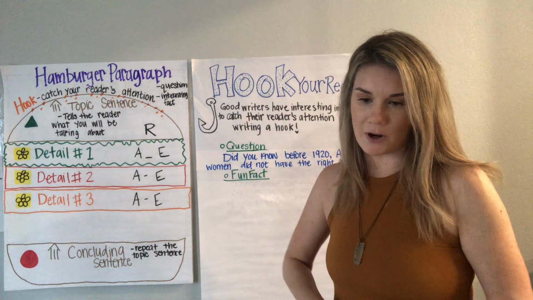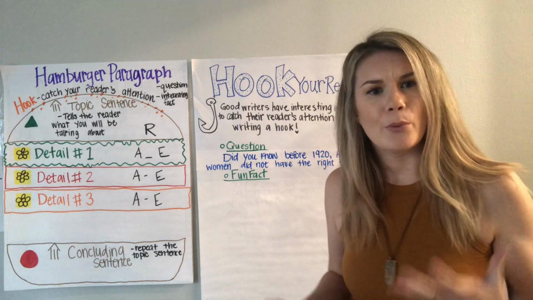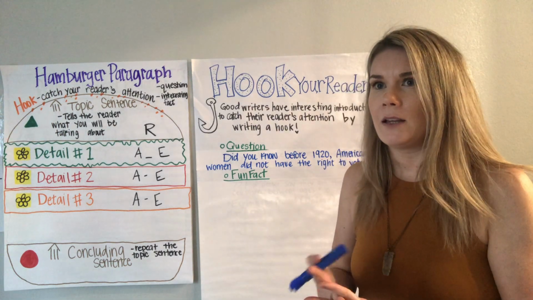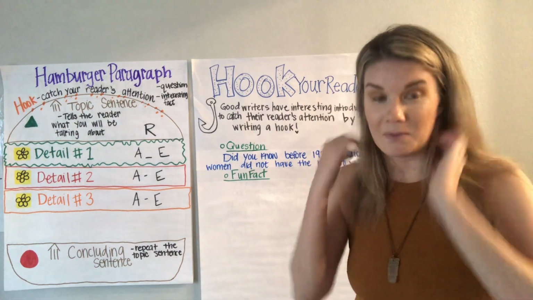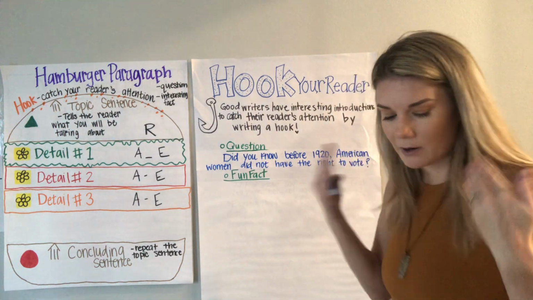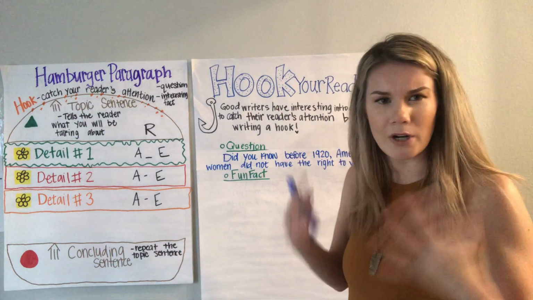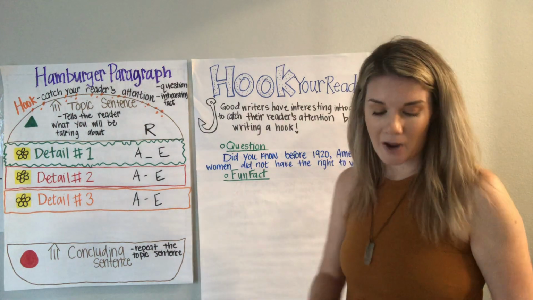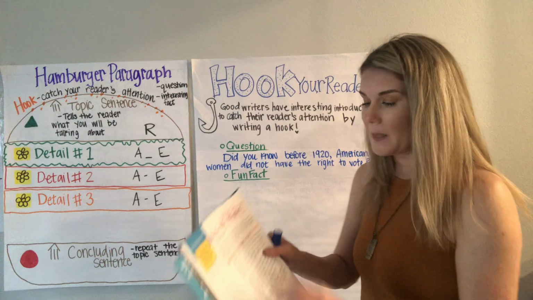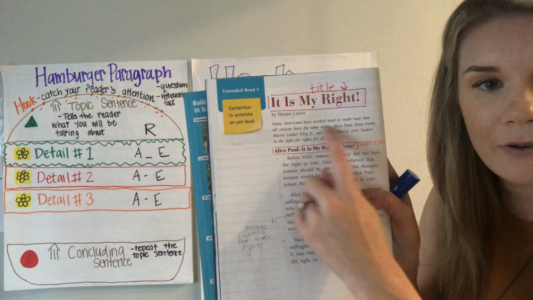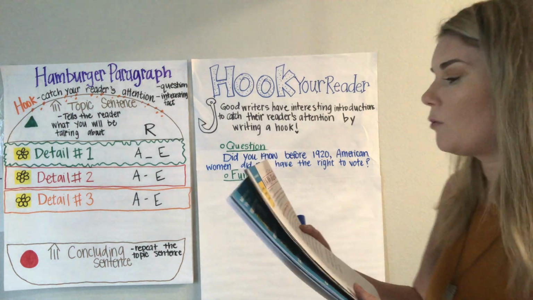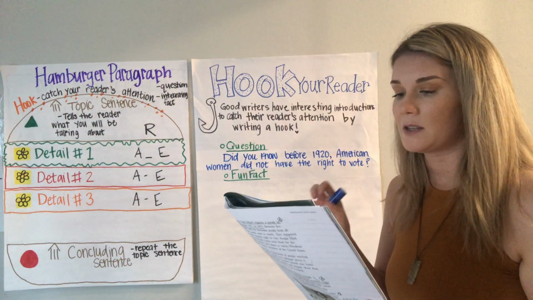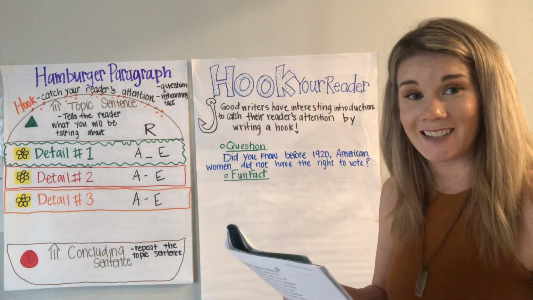You can even have questions like, I wonder what it's like to live in 1920 and be a woman and I can't vote. Something like that. Get the reader stewing and thinking and wondering. Or you can write a fun fact. So I really like this intro paragraph here. It says here, many Americans have worked hard to make sure that all citizens have the same rights. I like that sentence.